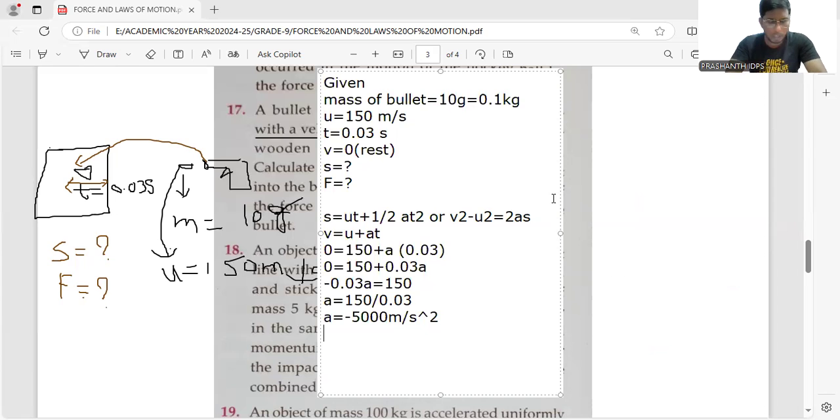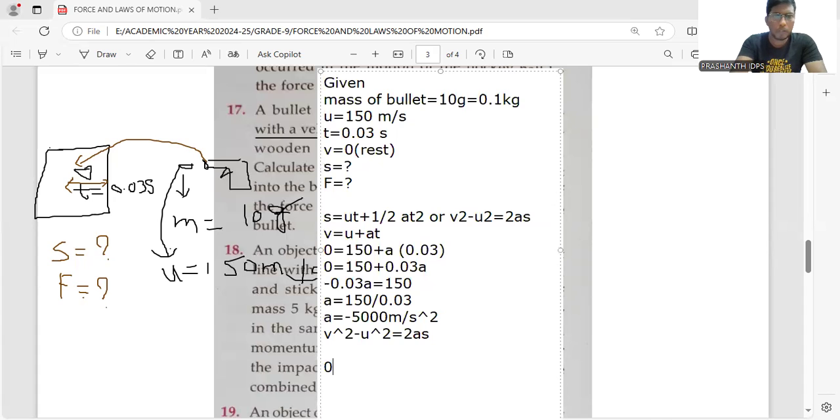Okay, so I'll use the formula v square minus u square is equal to 2as. Now substitute the values. What is the v value? We don't know the v value, so it will be 0 square, and 0 square is nothing but 0, minus u square. What is the u value? 150.